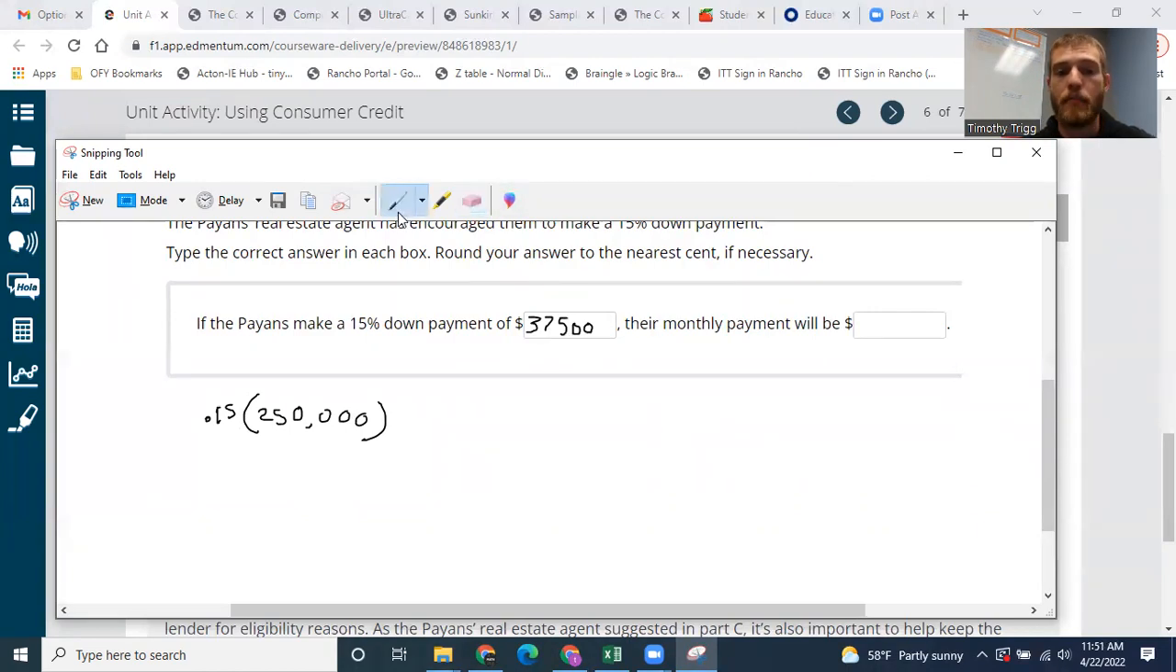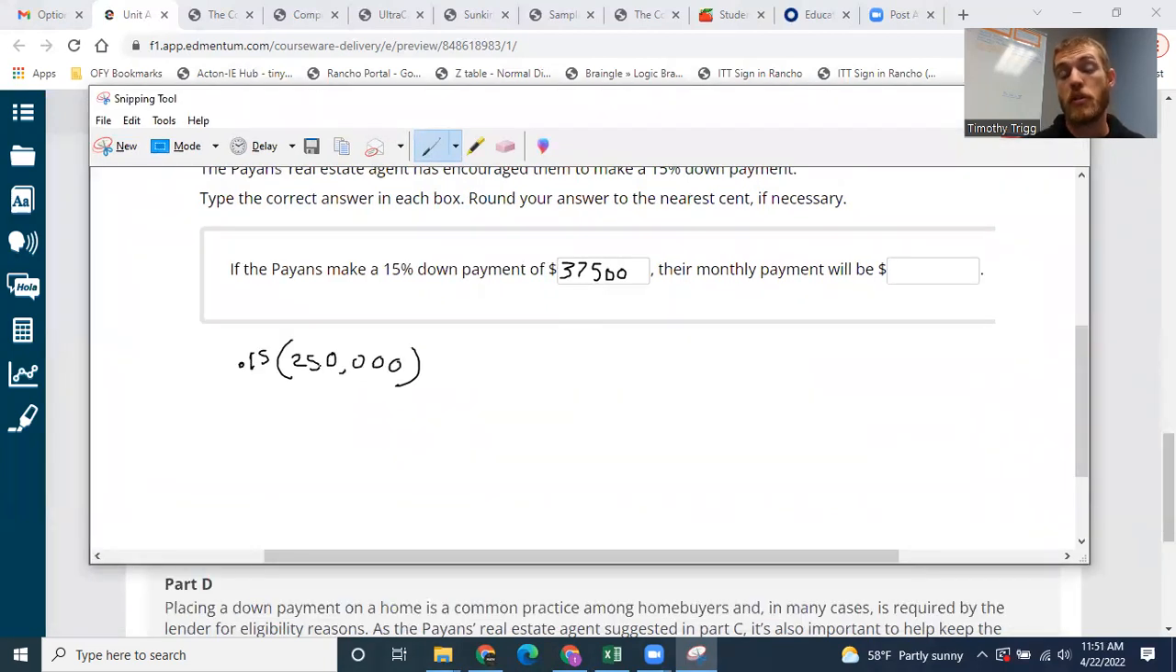A down payment is an upfront payment, and so that makes your loan smaller. So originally the price of their loan was $250,000, but now they're paying this much upfront, so they don't need to take out as big of a loan. So how much loan do they need to take out? Well, let's do the $250,000 minus the down payment. So now their loan is $212,500.